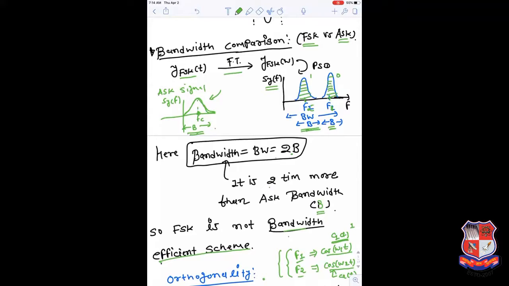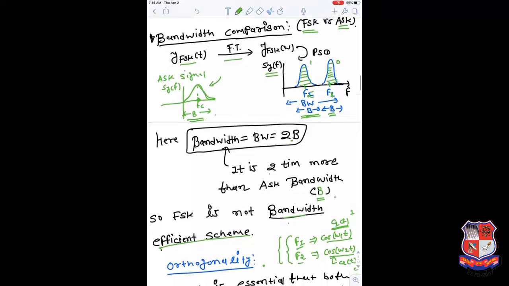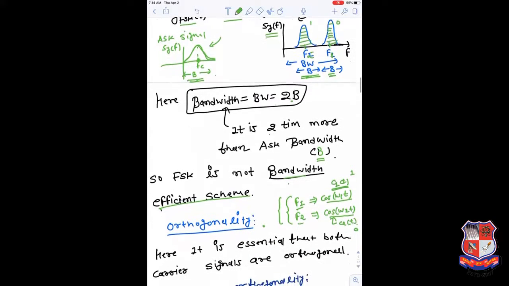So compared to the ASK signal, the FSK signal consumes double the bandwidth. So the FSK signal is considered inefficient for bandwidth utilization, or the bandwidth efficiency of the FSK signal is considered very poor compared to the ASK signal, because it consumes double the bandwidth. So here, FSK is not considered a bandwidth efficient scheme.